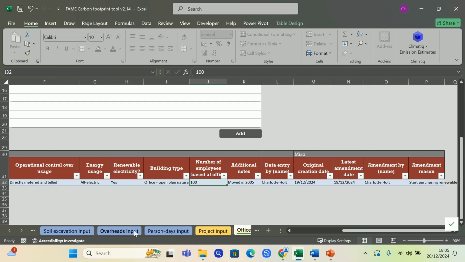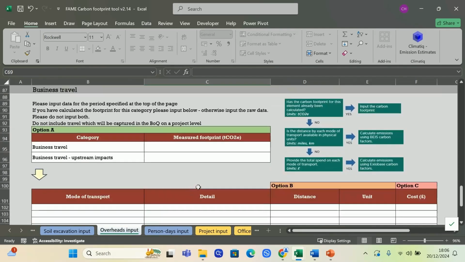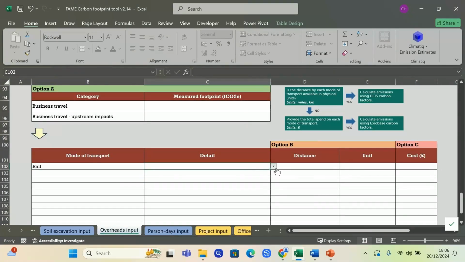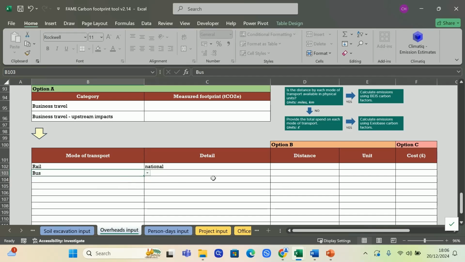So if I go back to the overheads input, and we move down to business travel, again, you can input your measured footprint, tons of carbon dioxide equivalent, or you can enter the mode of transport and the detail. So this table is very similar to the table in the project input, but I'll just briefly go over it again. Some of the options, the drop down in the detail depends on what mode of transport you selected, and some of them won't have a drop down as there's no further detail to be given.